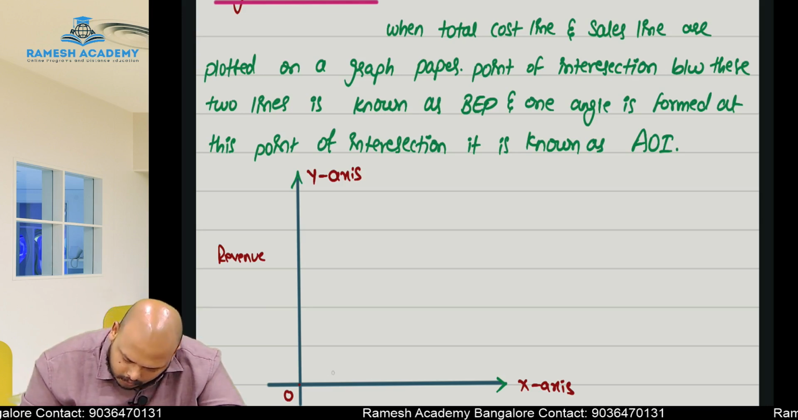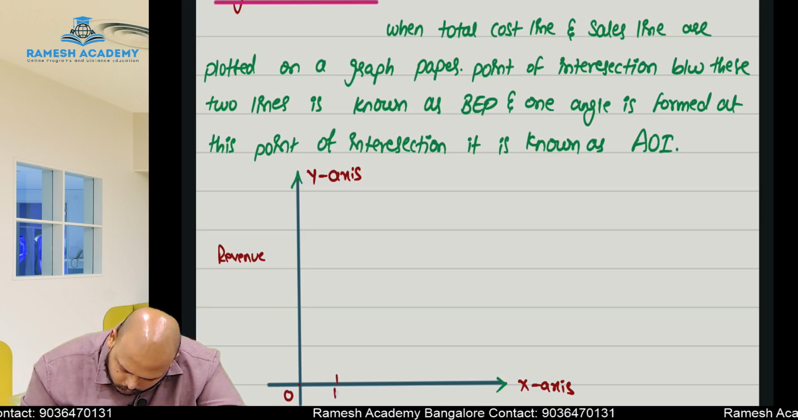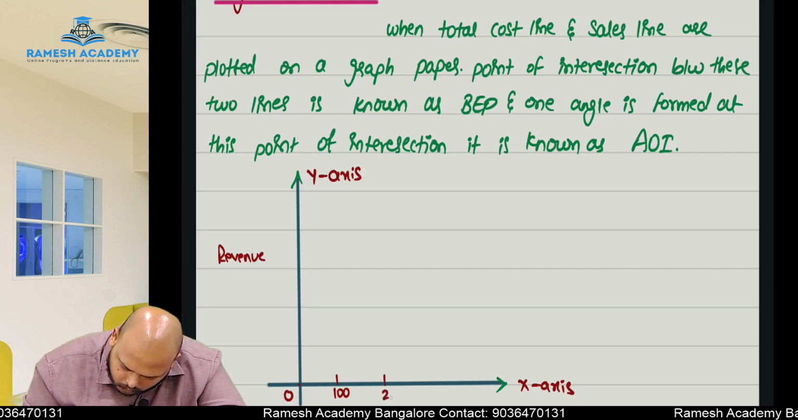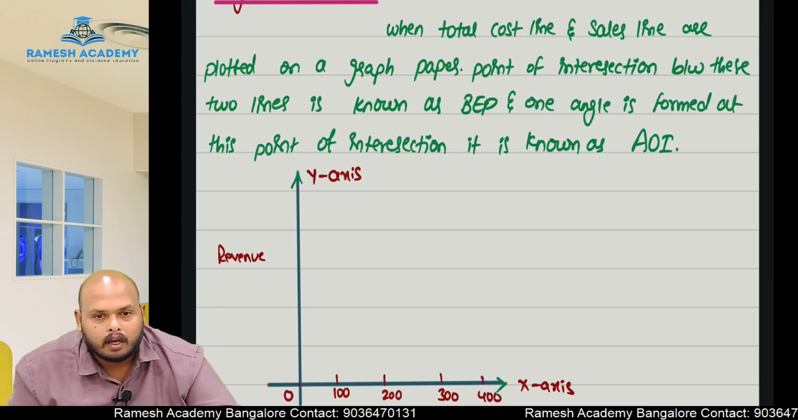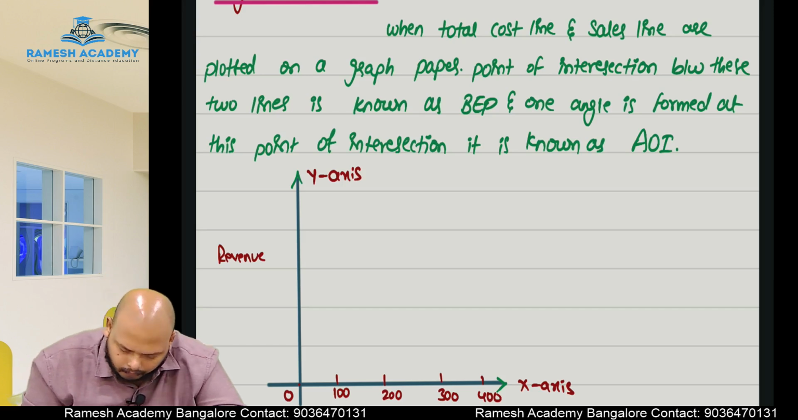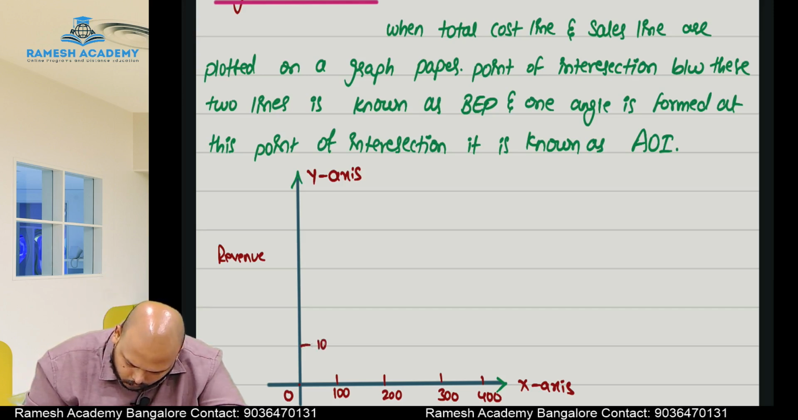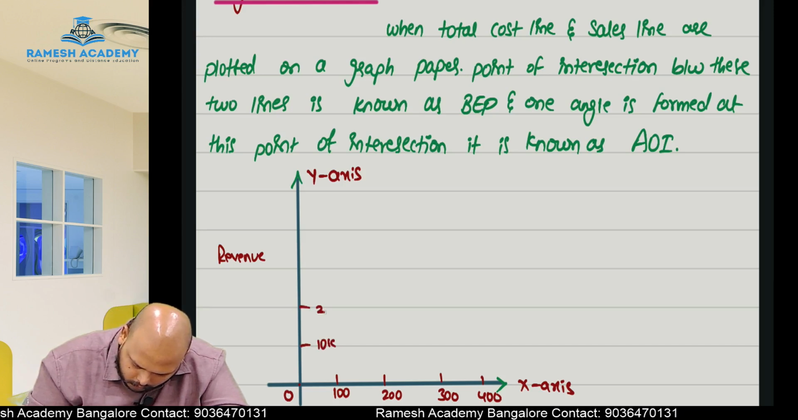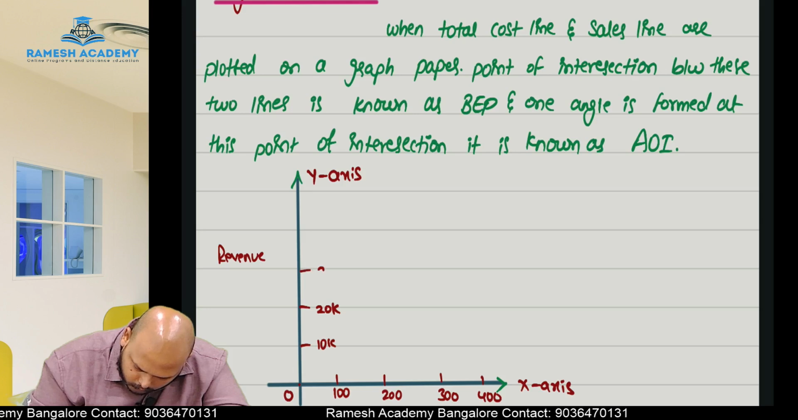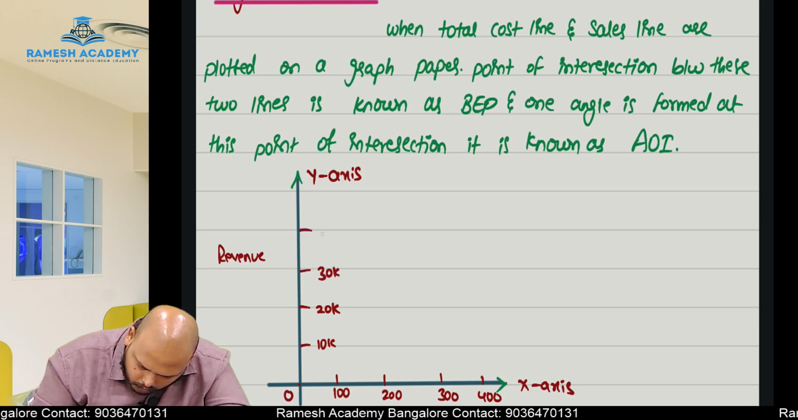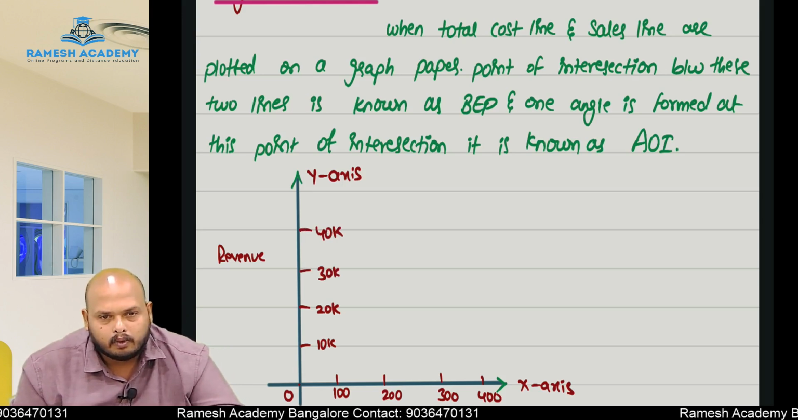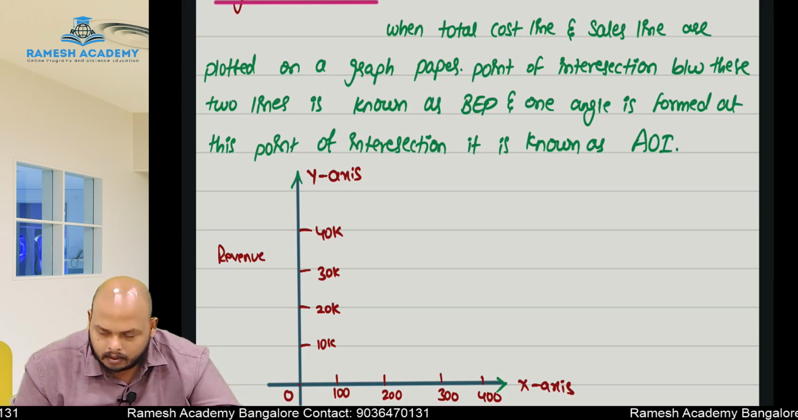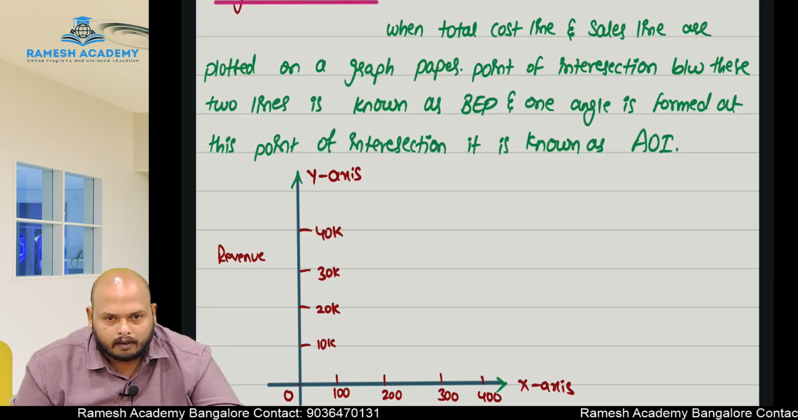Okay now, let us think this is 100, 200, 300, 400 units. And 10,000, 20,000, 30,000, 40,000. Okay now let us assume that is revenue and this is units which we are plotting.